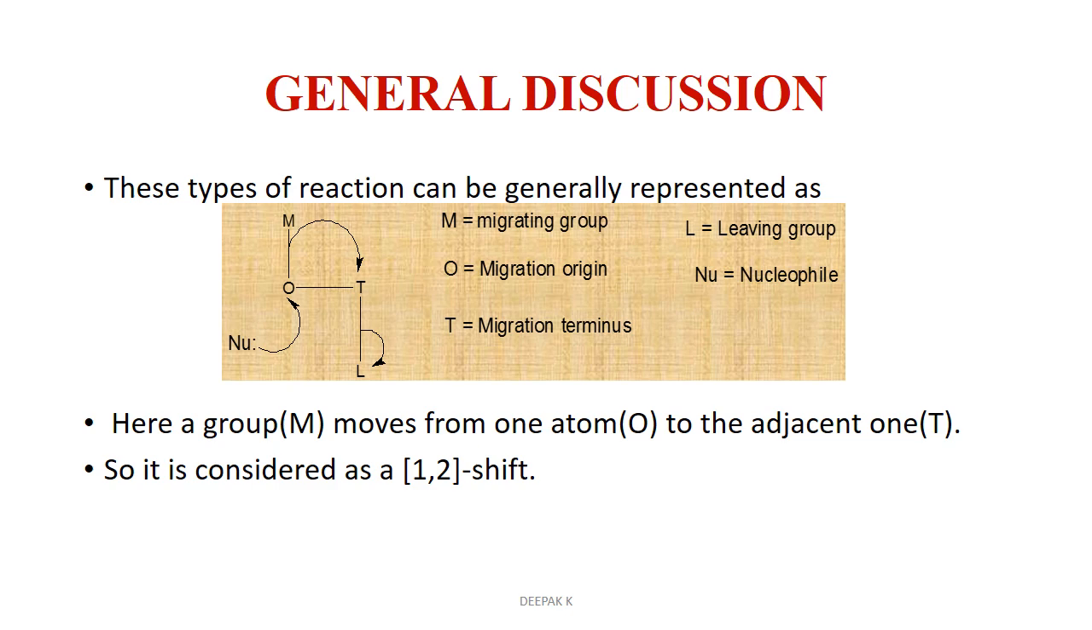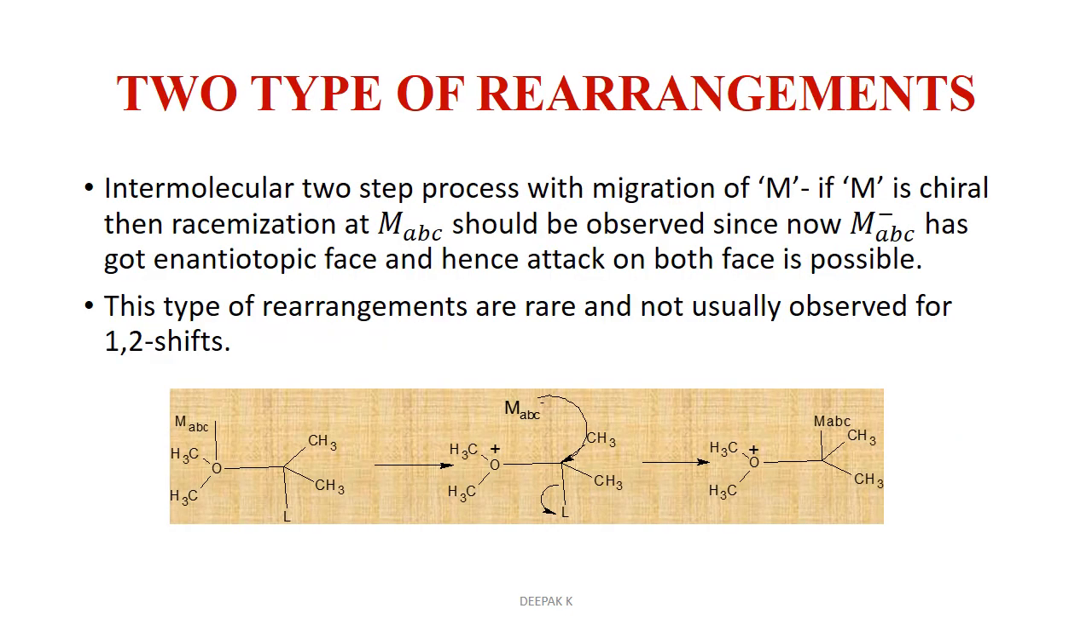And you can consider it as a 1-2 shift. Why? Because the group is migrating to its adjacent position. So it is a 1-2 shift. Now, in this case, we can have 2 types of mechanism. The first one, look at that, is an intermolecular 2-step process with the migration of M.